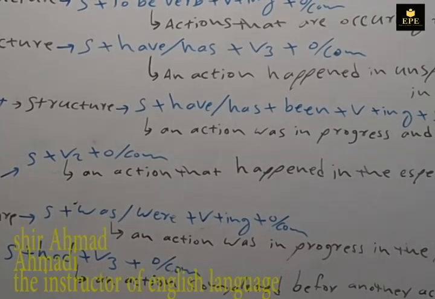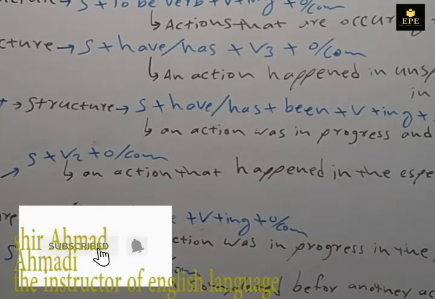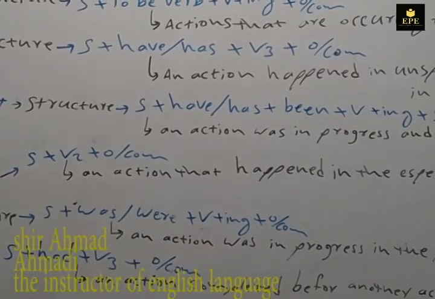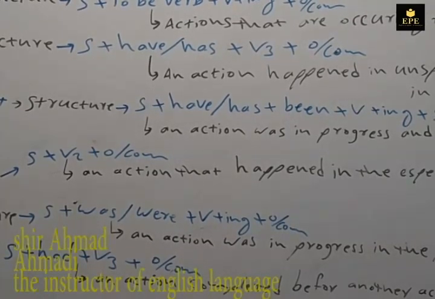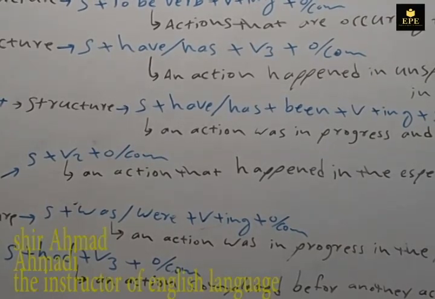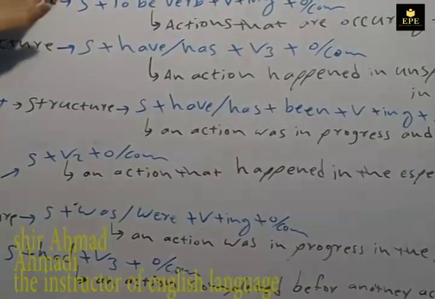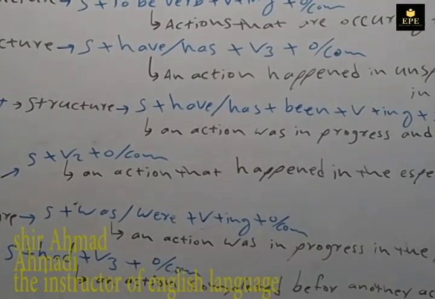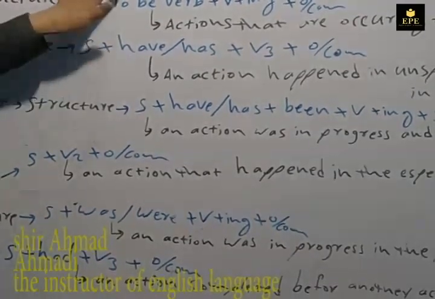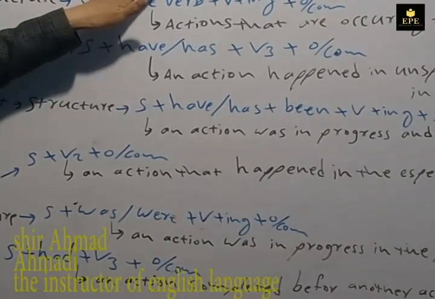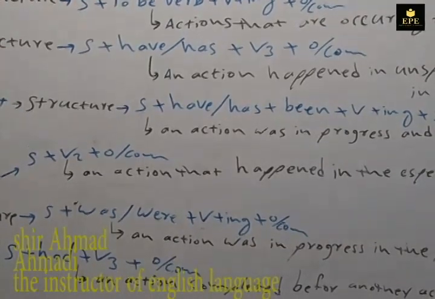As you know, the present tense is divided into four tenses and the past tense is divided into four other tenses. So, I want to start from present tenses. Present tense is divided into four other tenses: simple present tense, present continuous tense, present perfect tense, and present perfect progressive tense. And after this, I write its structure or formula.